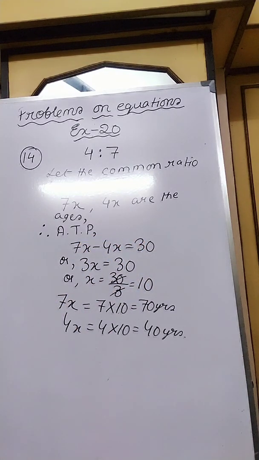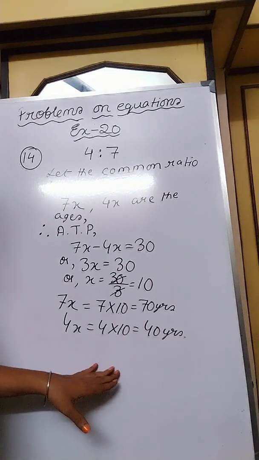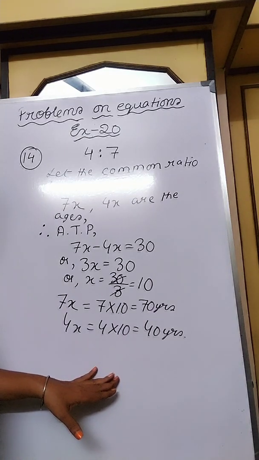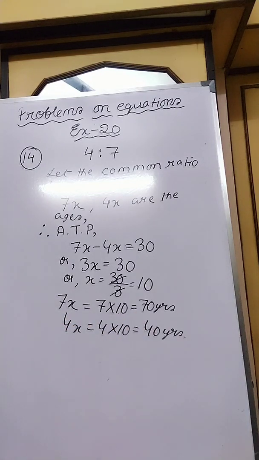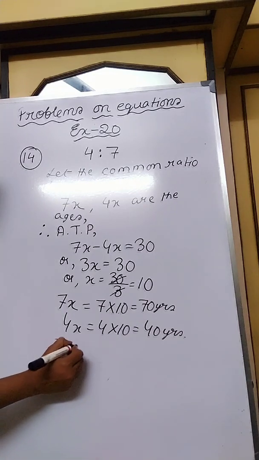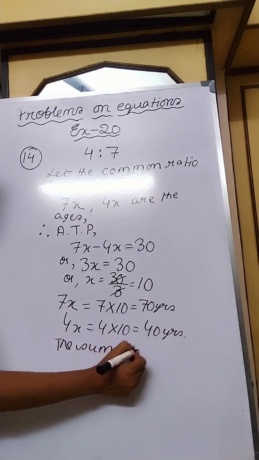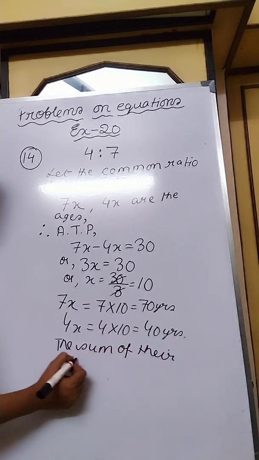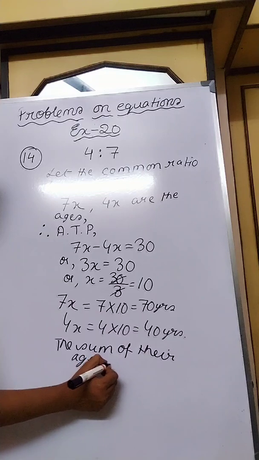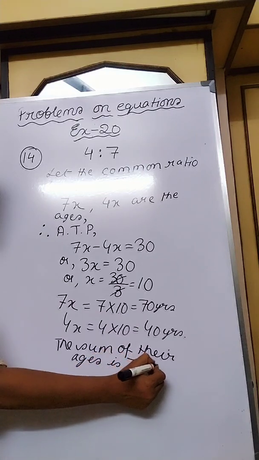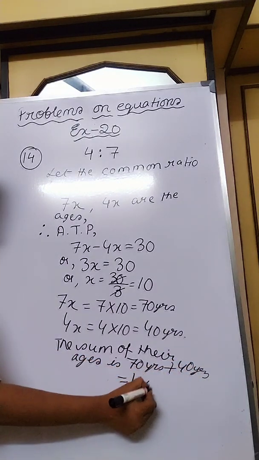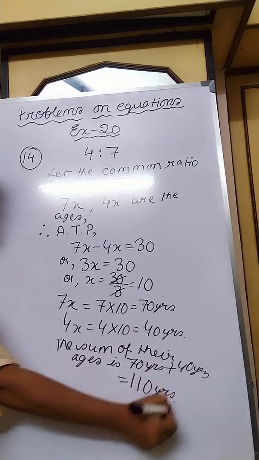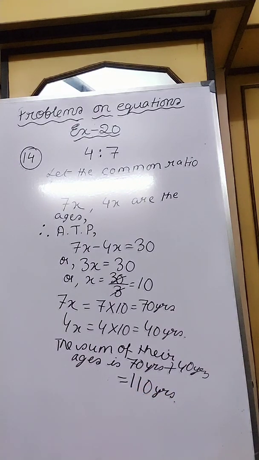So the sum is verified and it is correct, but you are asked to find out the sum of the ages of the two. So the sum of their ages is 70 years plus 40 years, which means 110 years. So this is how you have to solve sum number 14.